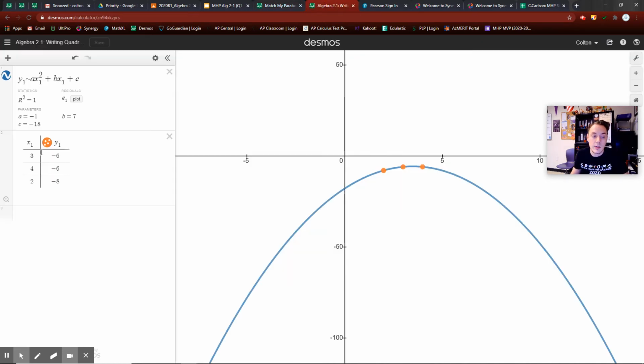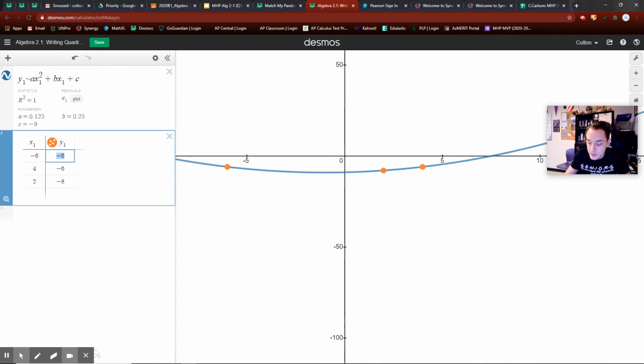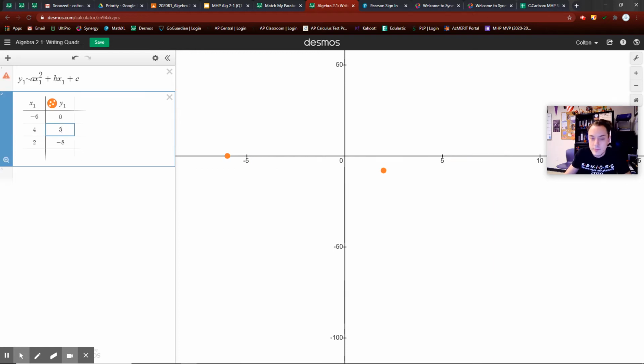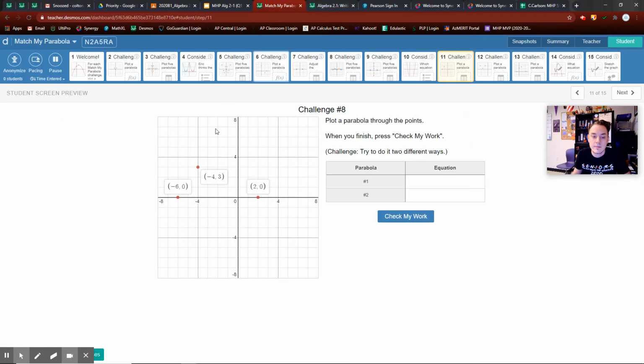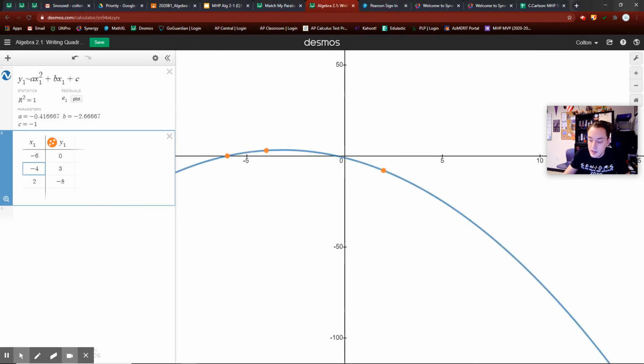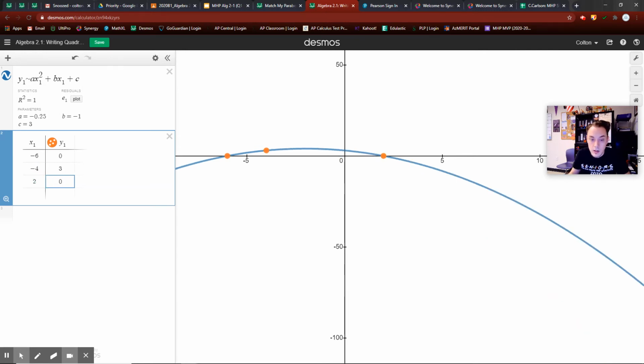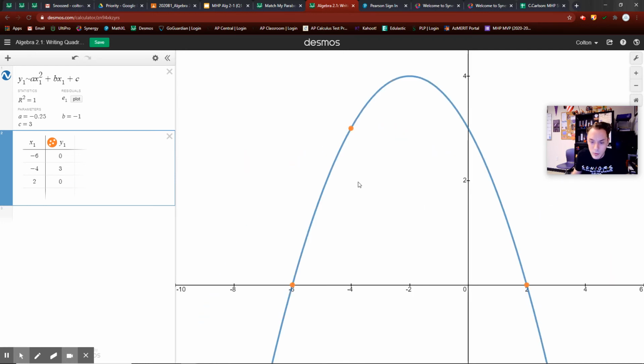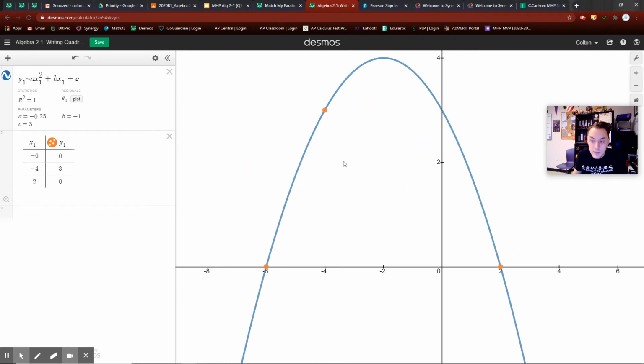So I'm going to go over here, -6 and then 0. And then I have -4 and then 3, I think. -4, 3, and then 2, 0. So let me type in the -4, 3, and then 2, and then 0. So this is my graph. As you notice, these are the points right here that you can kind of get. So this is one graph that you can actually type in.